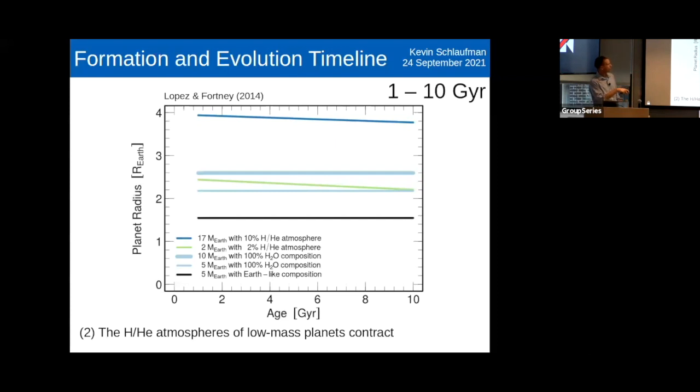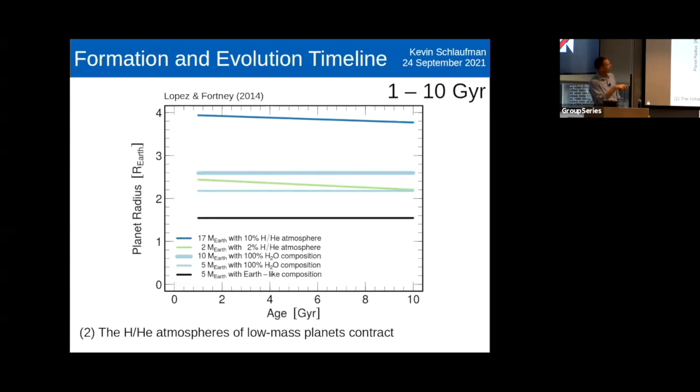So what I've illustrated here is a diagram which has age on a linear scale on the x-axis and the radius of a planet with several different compositions. So this planet up here is a 17 Earth mass thing with a significant hydrogen-helium envelope. This is kind of what Uranus and Neptune are like.